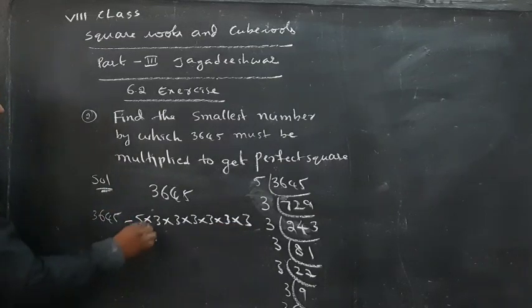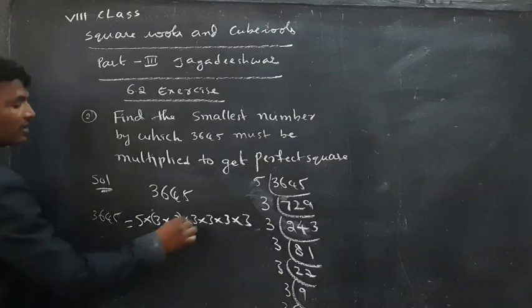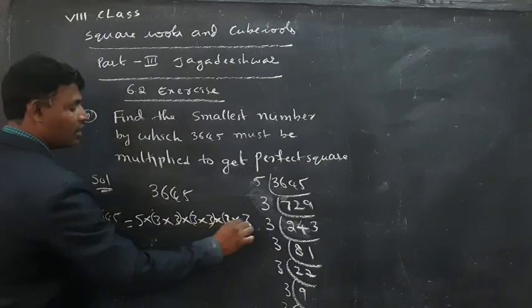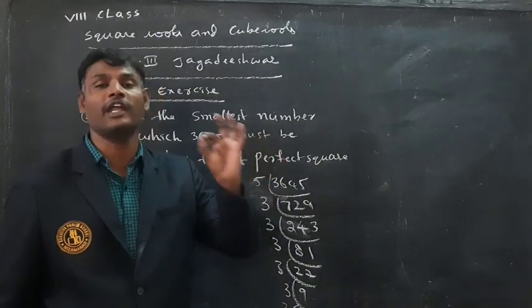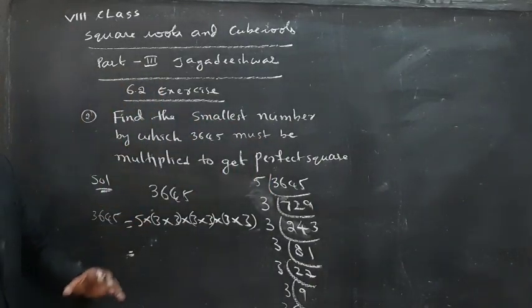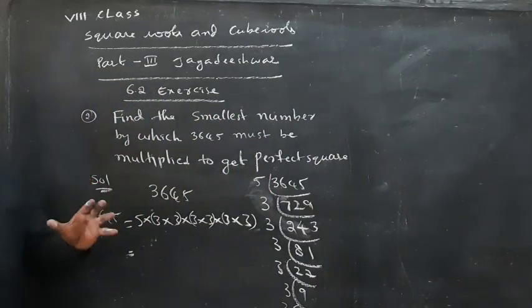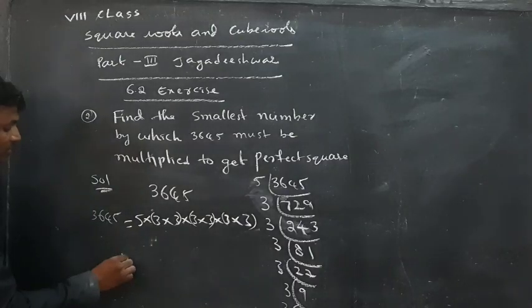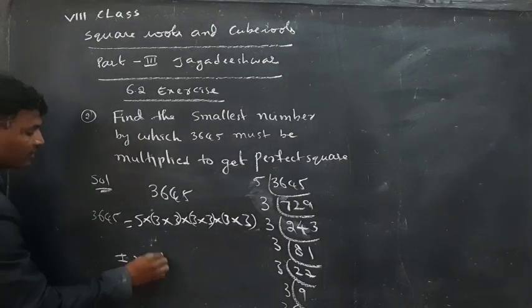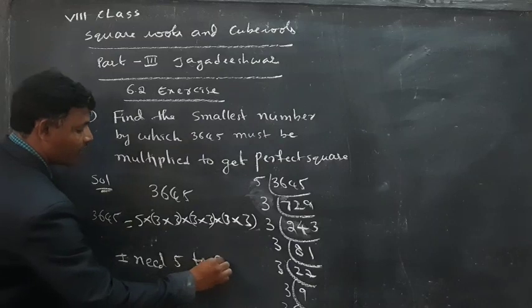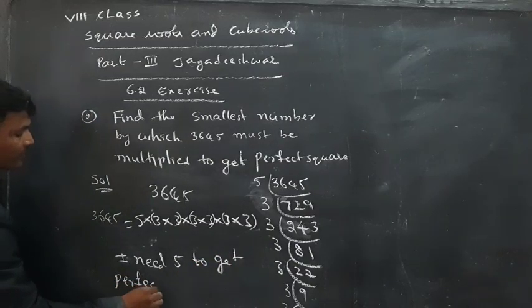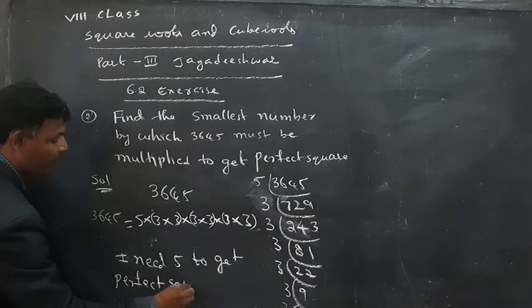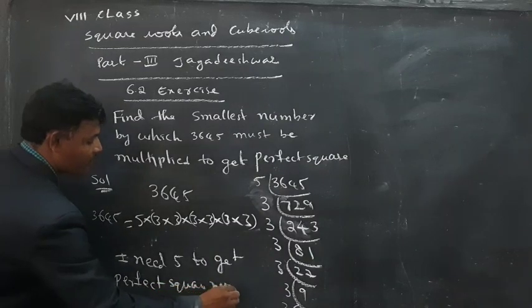Now make pairs. These two are one pair, these two are one pair, these two are one pair. But 5 does not have a pair. So I need 5. I need 5 to multiply, to get a perfect square number.